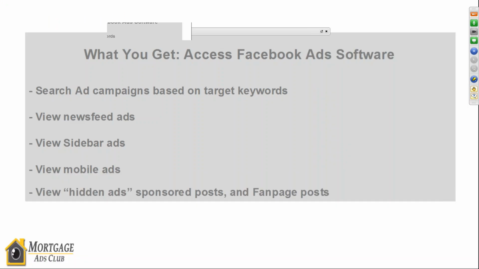Okay, so it's a Facebook ads software, so it's going to pull up those Facebook ads. You're able to search your ads based on target keywords or even specific advertisers, as I demonstrated, specific fan pages by a specific advertiser, such as Lower My Bills and so forth. You can view the news feeds ads. You can view sidebar ads. You can view mobile ads. You can also use the spy tool for hidden ads, such as sponsored posts, dark posts, and fan page posts.